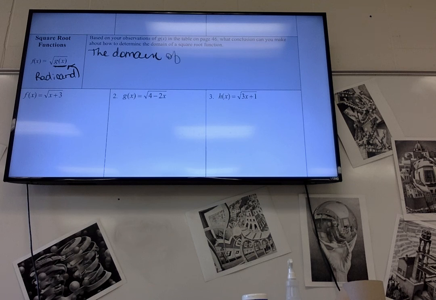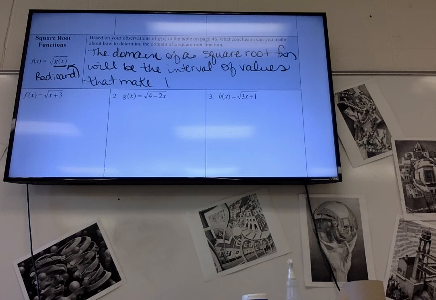So the domain of a square root function will be the interval of values that make the radicand greater than or equal to 0. Okay, so again, we'll do that first one together.